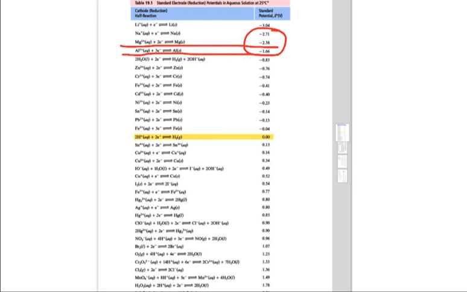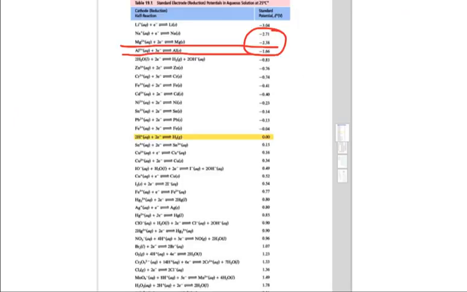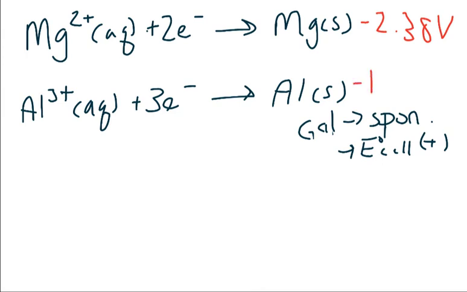If we go over here, the reduction of magnesium is negative 2.38 volts, and the reduction of aluminum is negative 1.66 volts. They're both negative, and we can't have them both being reduced. One of them needs to be oxidized. We said this is going to be a galvanic cell. We wanted to know how this reaction would proceed spontaneously, which means our E cell, when we add these two together, needs to be positive.